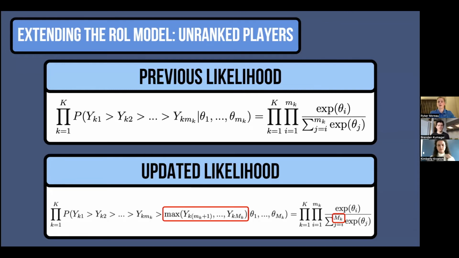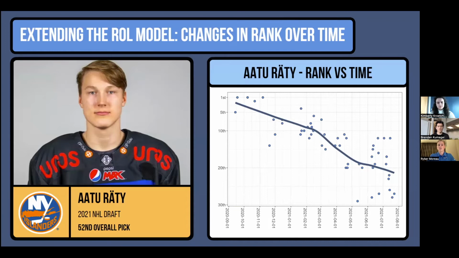The probability of any k ranking is now the probability of Y1 greater than Y2 greater than up to Ym, and that has to be greater than the max of the remaining players, Ym plus 1 up to Y big M. This is conditioned on all theta values from 1 to M, and as mentioned in the last slide, the summation in the denominator of the probability equation gets changed to big M. For our next extension, we will look at how rankings change over time, or in the application of the NHL draft, how rankings change over the course of the season.